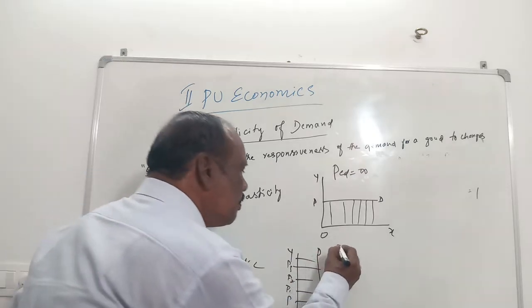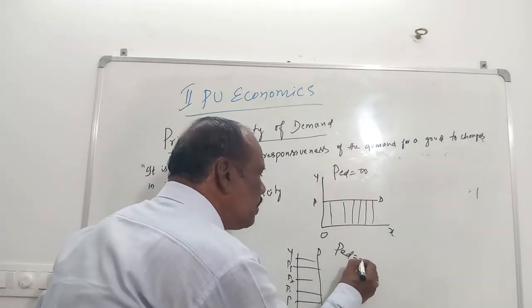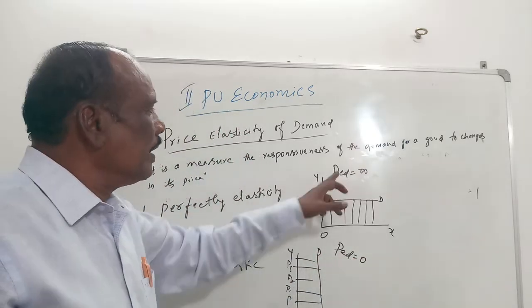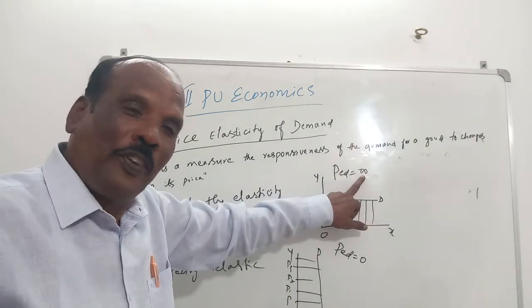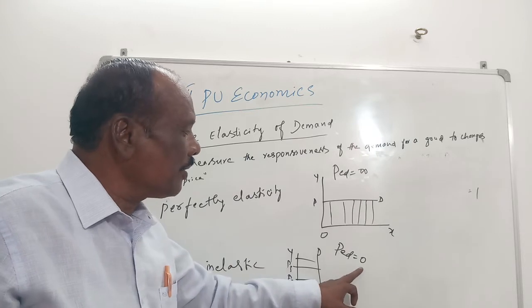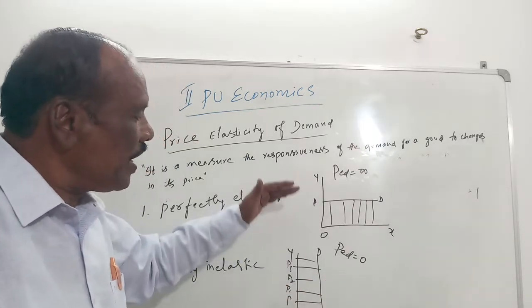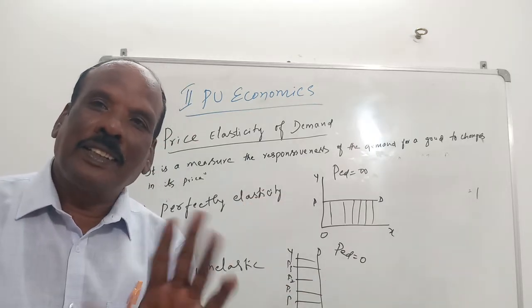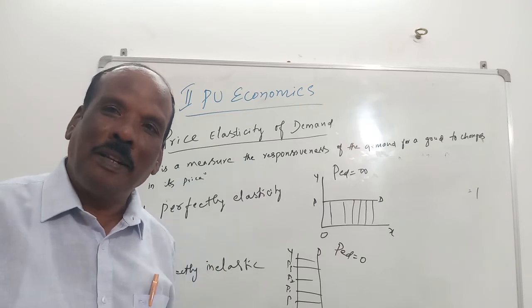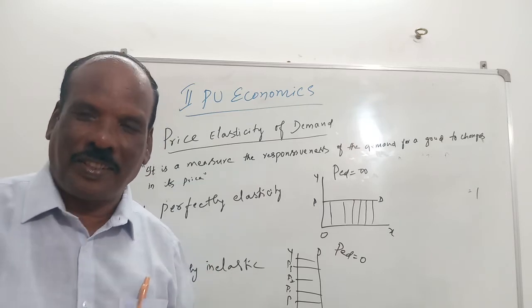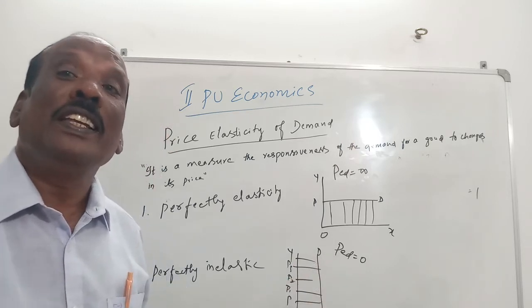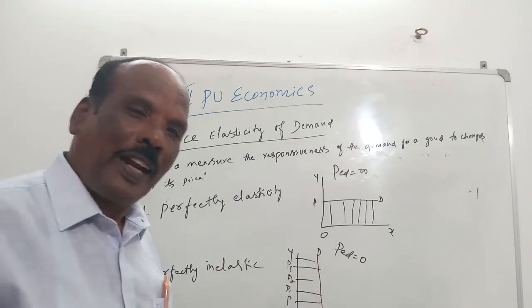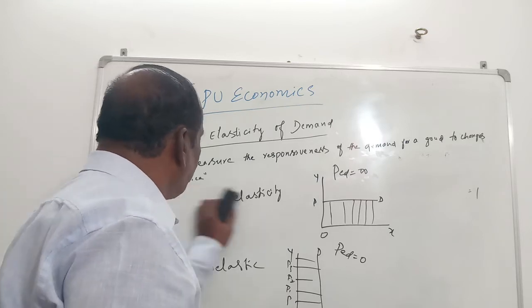Here, PD is equal to 0. Whatever may be the changes in price, it will have no effect on demand. The demand doesn't change. It doesn't respond. And that is why it is called PD is equal to 0. Right? Coming to the third one.